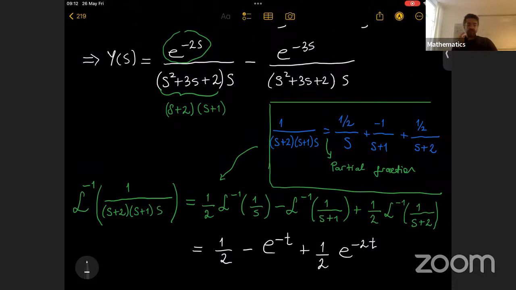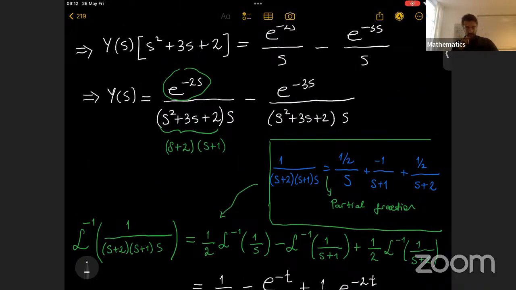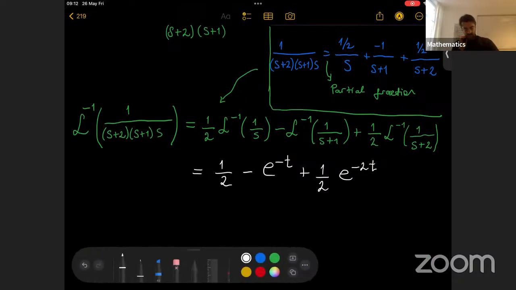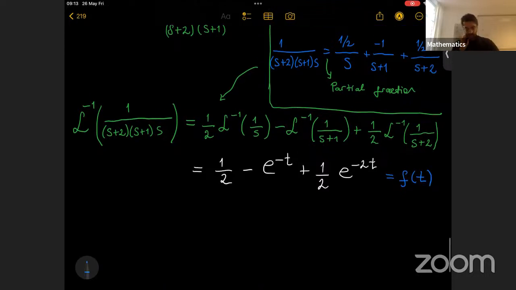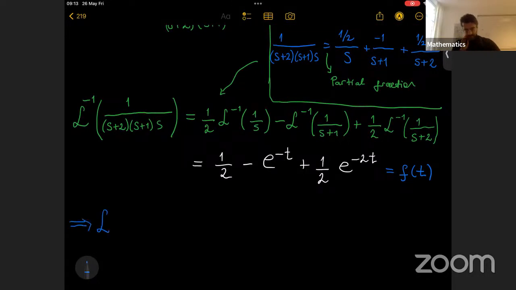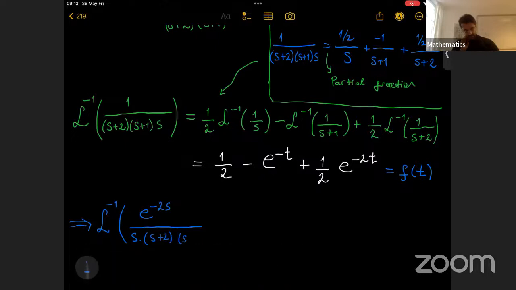But we need the inverse transform of e to the minus 2s over this, okay? So we will use this to get the inverse transform of e to the minus 2s over s squared plus and so on. Maybe let's call this f of t, give a name f of t for this. Then we need the inverse transform of e to the minus 2s over s times (s plus 2) times (s plus 1).